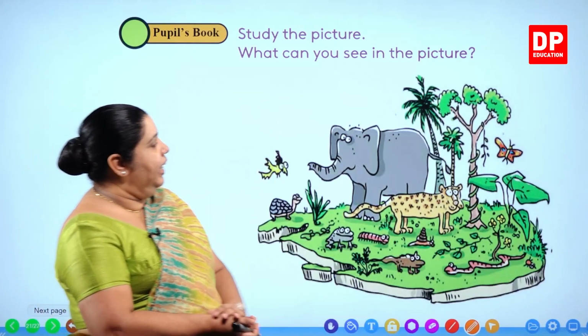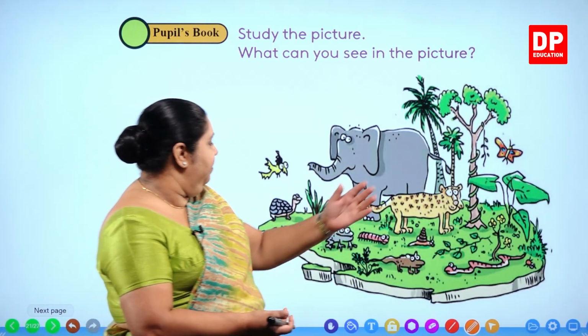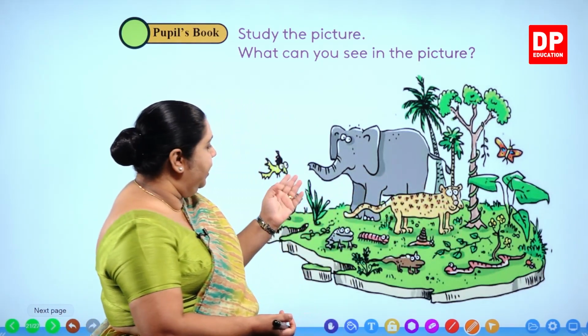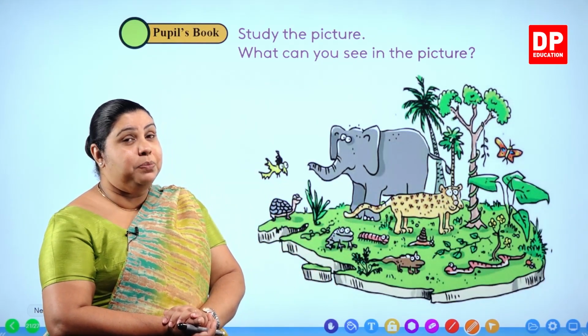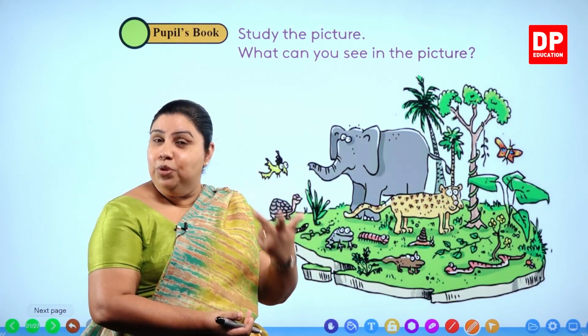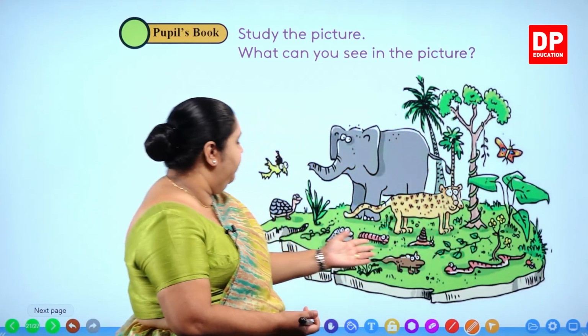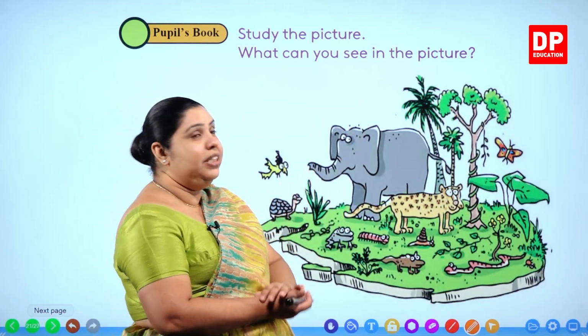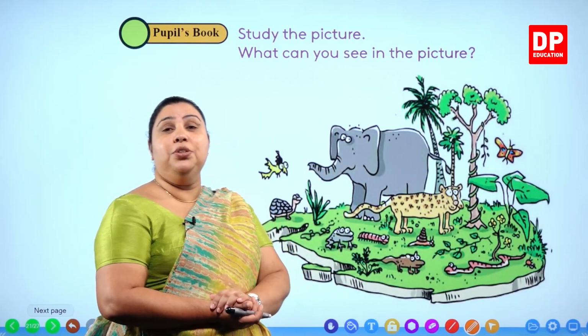We can see trees. We can see plants. Can you see big plants, small plants? I hope you can remember we spoke about plants, trees and bushes. So we can see different trees, we can see different plants and bushes. Apart from that, we can see a huge elephant over here.